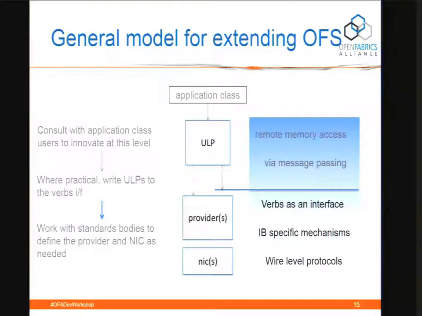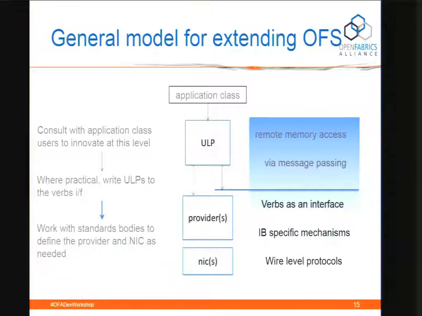This leads me to what I would call a general model for extending OFS going forward. How are we going to drive OFS into the future? And here's where I'm choosing to try to give Diego and Tom Statura as big an AR as I possibly can. So the method generally is to consult with the application class users and innovate. This was Bill's call, and I strongly support it.